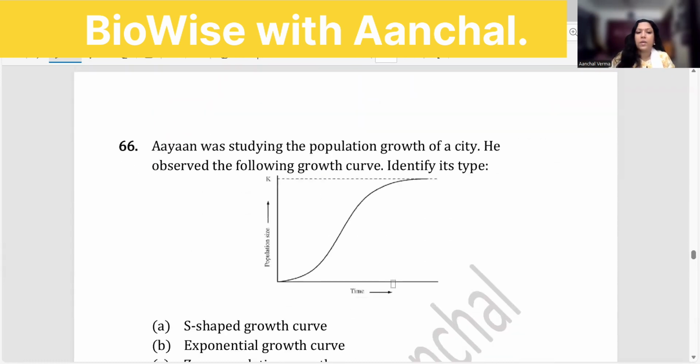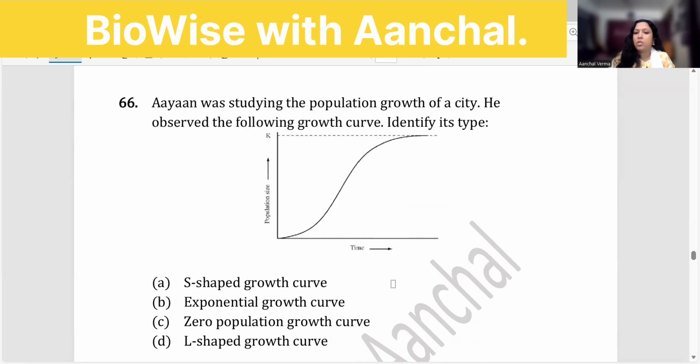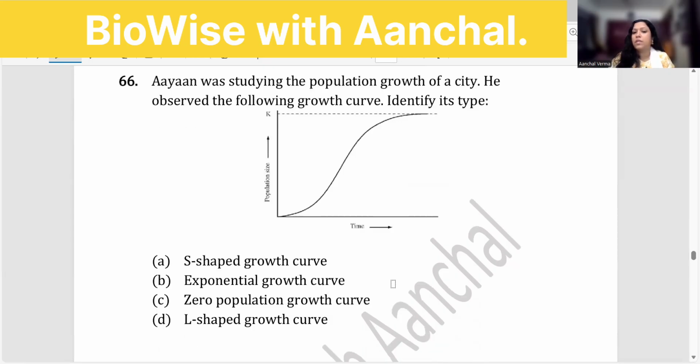Okay. Next one. Ayan was studying the population growth of a city. He observed the following growth curve. Identify the type. So here you can see the shape only, right? The shape is S shape, sigmoid shape of curve. According to this curve, there is initially adaptation going on. So the population rises very slowly and then they get adapted to the environment. So they rise rapidly and then slowly and steadily it becomes constant because the resources become constant for the microorganism. This is called a sigmoid growth curve, also called S-shaped growth curve.